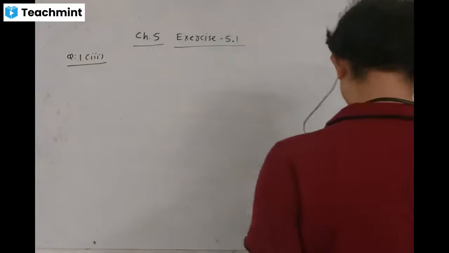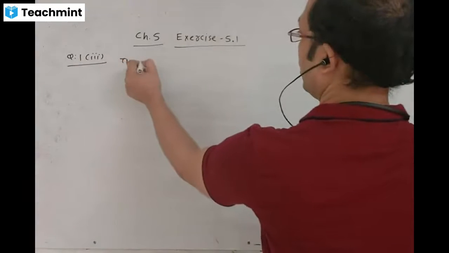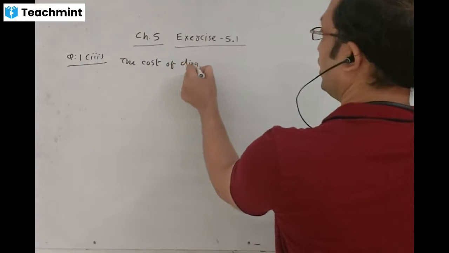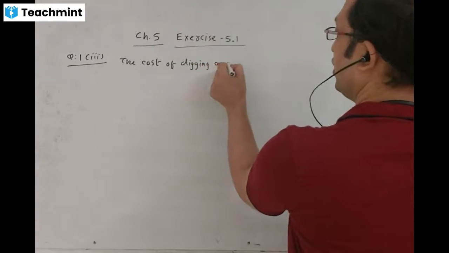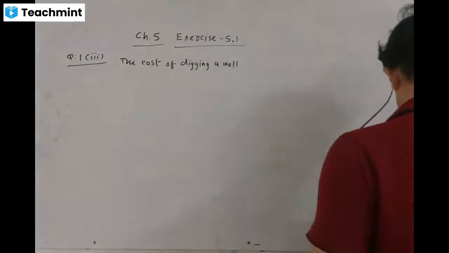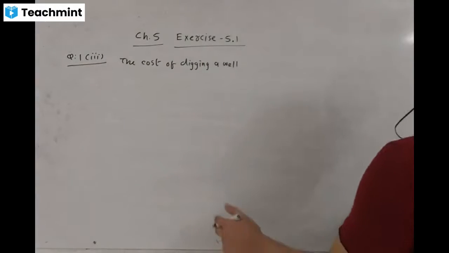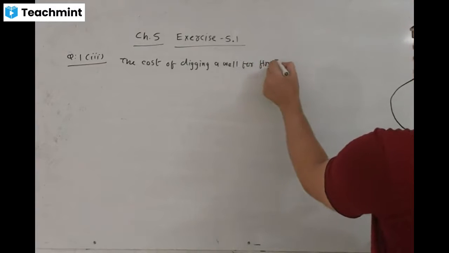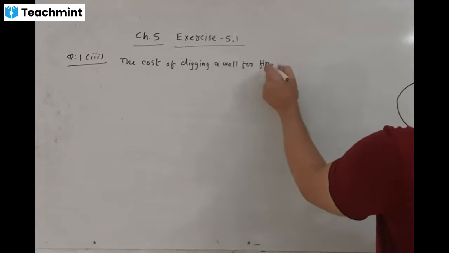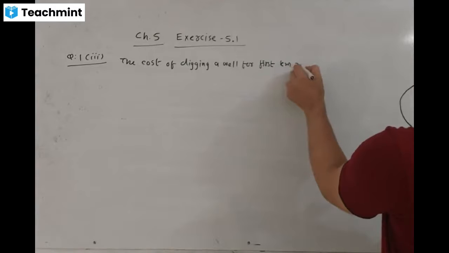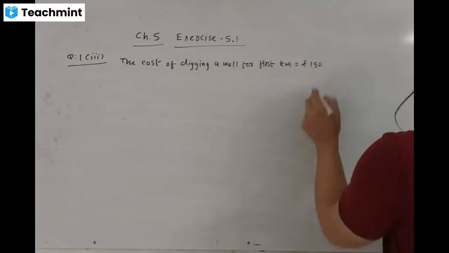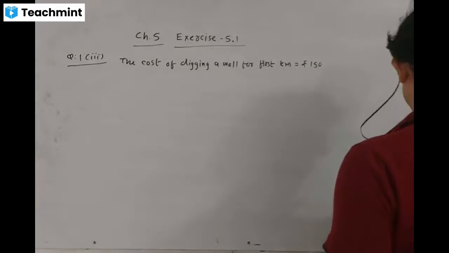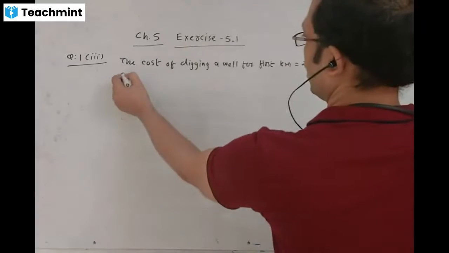The cost of digging a well. The cost of digging a well for the first meter is equal to rupees 150, and it rises by rupees 50 for each subsequent meter.